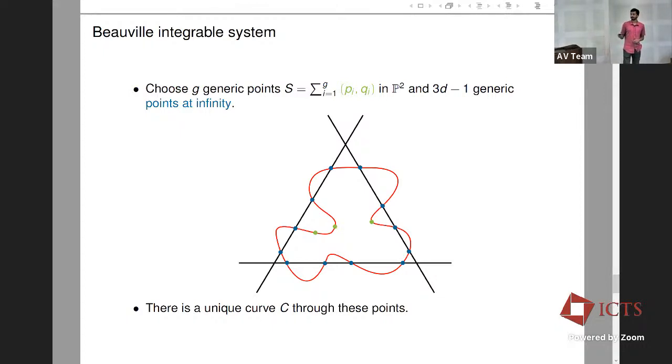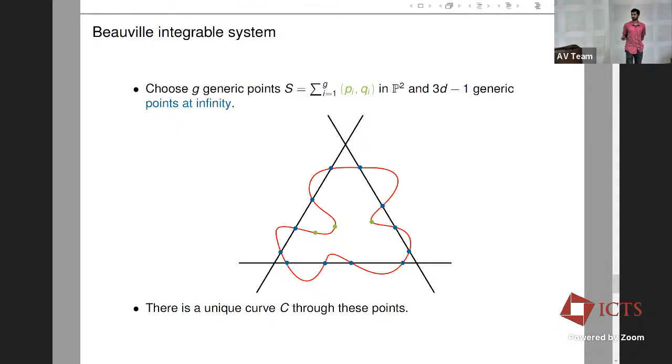So this 3D minus 1 looks a little bit strange. It looks a little bit not symmetric, because if you have a degree D curve, it's actually going to go through 3D points at infinity. But there is going to be a condition among these points at infinity. So you fix 3D minus 1, and the last one is fixed.